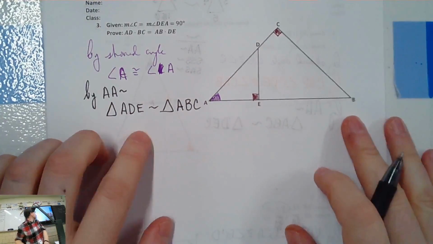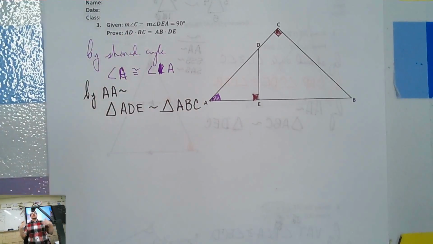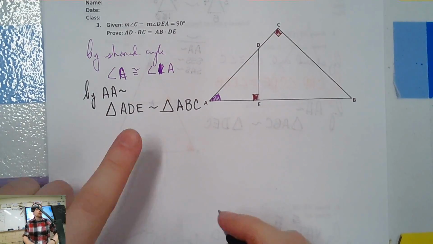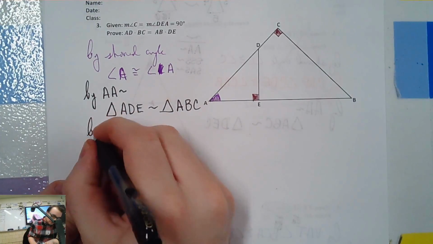All right. So these two triangles are similar? Let's talk about their parts. How do we talk about their parts? What do we use to talk about them? CSP, right? We can only do that once the triangles are similar, right? So now that we've got that, we can use CSP.